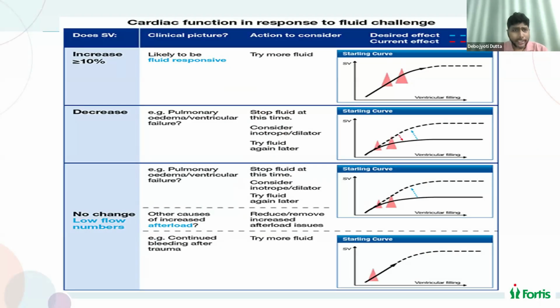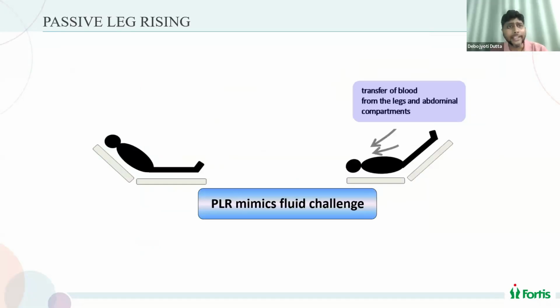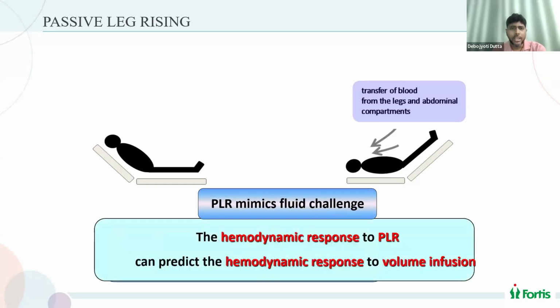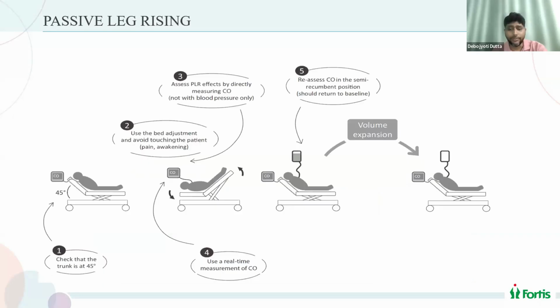So that's why another version of fluid challenge that is quite interesting is the passive leg raising. In passive leg raising, the transfer of blood from the legs and the abdominal compartment directly to the central compartment happens, and it mimics the fluid challenge. It is an auto-transfusion of the blood volume. We don't need to give any extra fluid from outside. Unlike fluid challenge, no fluid is infused, and the effects are quite reversible. If we change the position, it will be reversed. The hemodynamic response to PLR can predict the hemodynamic response to volume infusion.